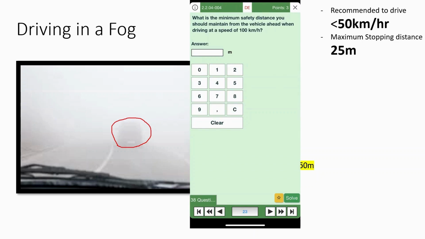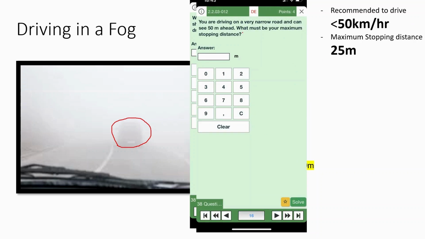So here, what is the minimum safety distance you should maintain from a vehicle ahead of you when driving at a speed of 100 kilometer per hour? So if you get this, then the minimum safety distance is always 100 divided by 2 in this case. So the answer is 50. Okay, now let's look at the next one.